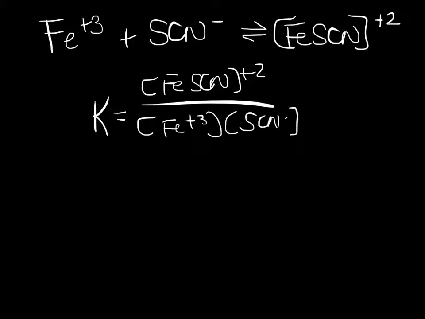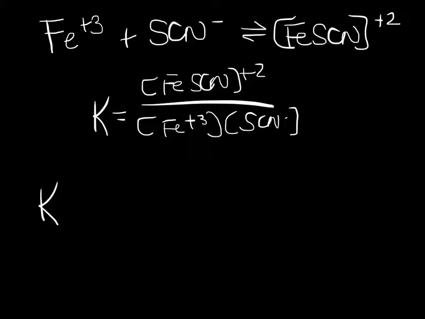Now these concentrations that we are referring to are going to be equilibrium concentrations. So if you go back to the previous problem in the post lab where you had to calculate the equilibrium concentrations of iron, SCN, and FeSCN, those are the values we'll be using here.